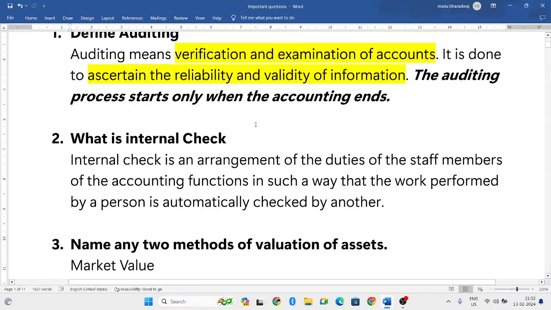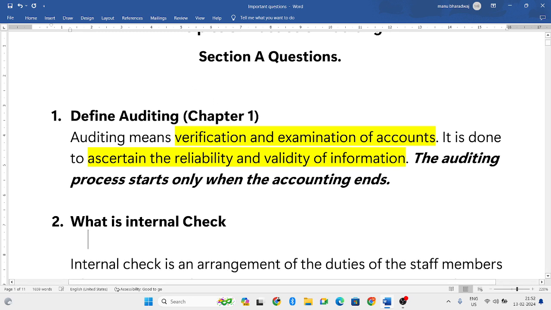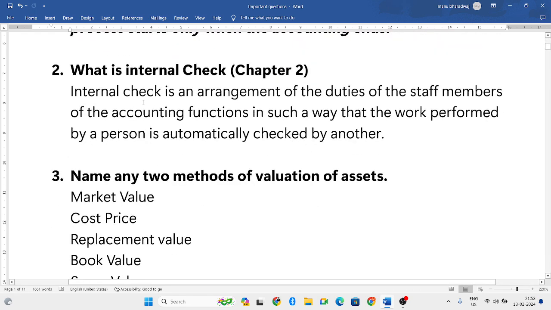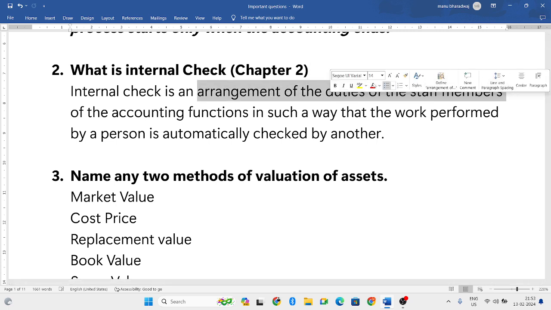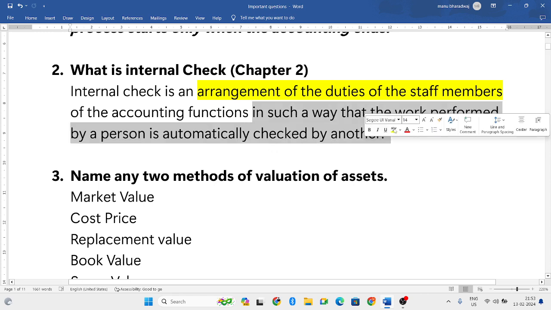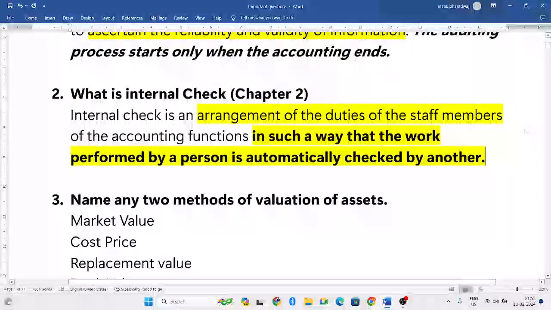Next, what is internal check? I'll write which chapter it is from. This is from the first chapter, the define auditing question. Second chapter, it is what is internal check? Yes, it is the second chapter. Internal check is an arrangement of duties of the staff members, means allocating the duties for them, what duty they have to perform, in such a way that the work performed by one employee will be checked by another employee. So it is a systematic arrangement where work performed by one person will be automatically checked by another person.